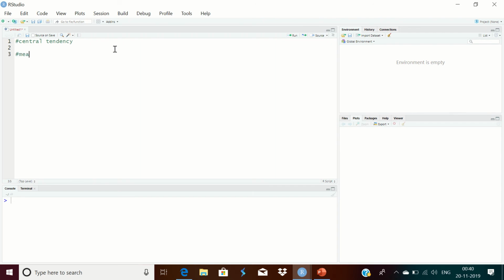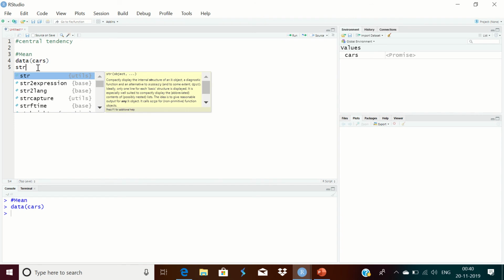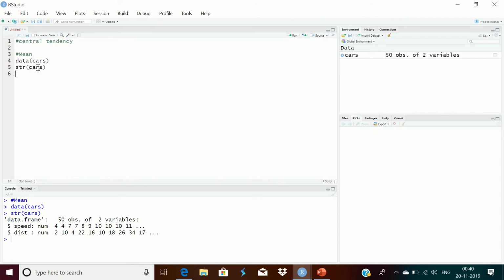And we shall start with mean. For this demonstration, I'm going to be using the cars dataset, which is an inbuilt dataset from R. So I say data cars. So here we have it. Let's look at the structure using the str function of cars. We see that there are 50 observations and two variables, namely the speed and distance.